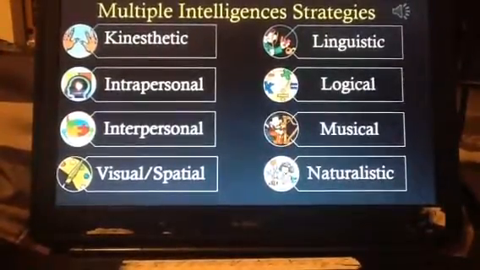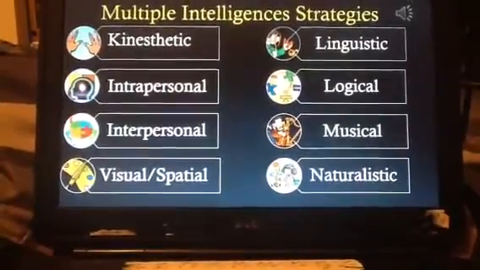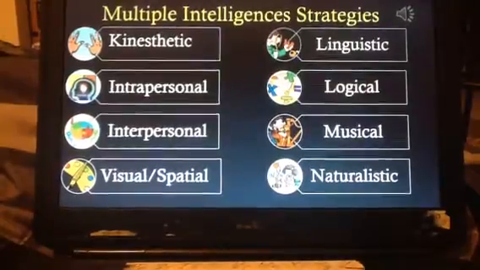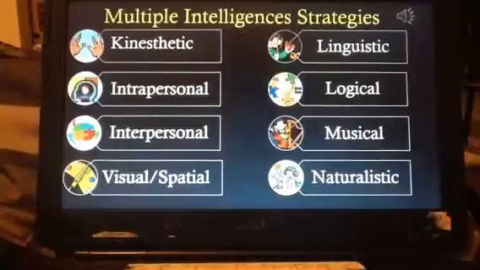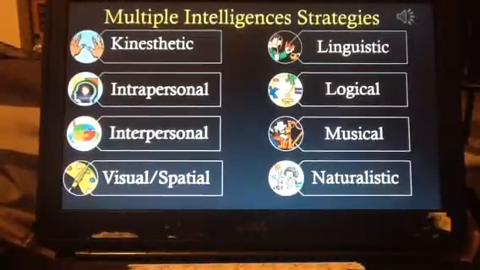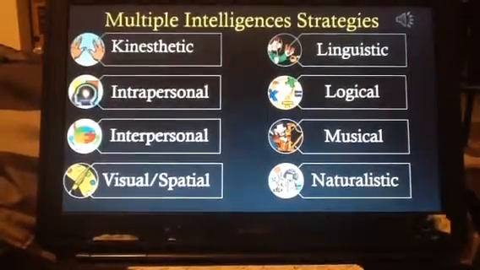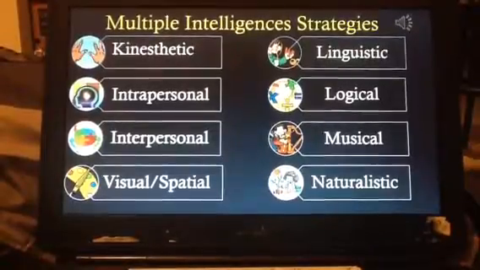The next one I'm going to talk about is intrapersonal. These people are self smart. They understand their own ways of thinking and learning, and they would prefer to work alone. Interpersonal learners are people smart, so they work better in groups and they interact effectively with others. Visual spatial learners are picture smart. They like to learn through visuals, and they have the ability to express themselves through art and beauty.